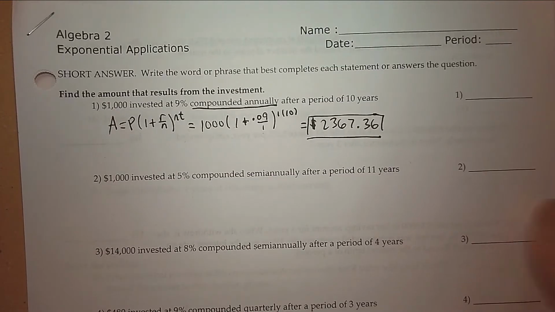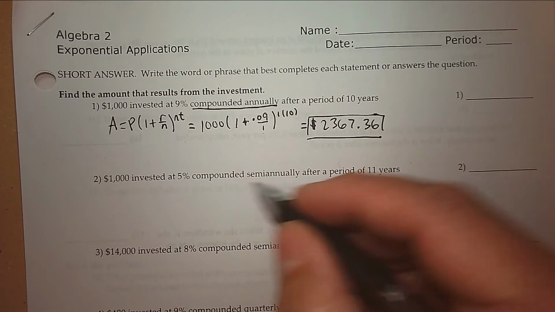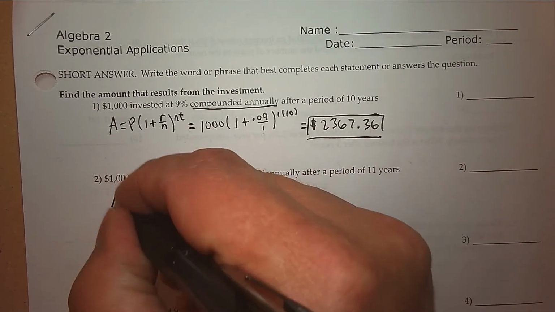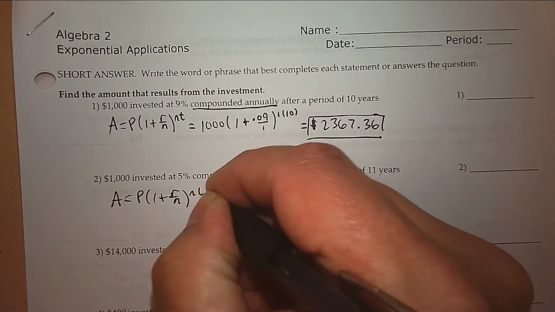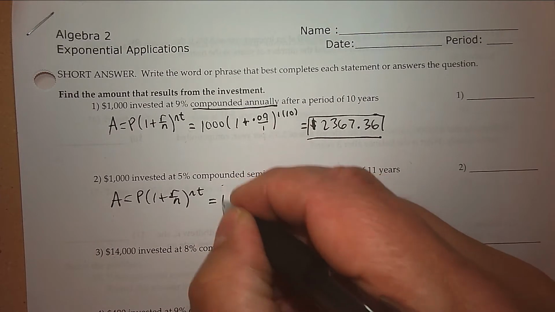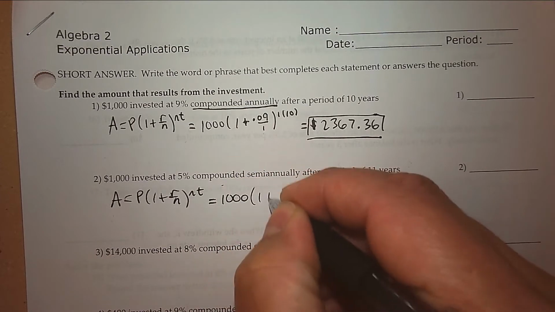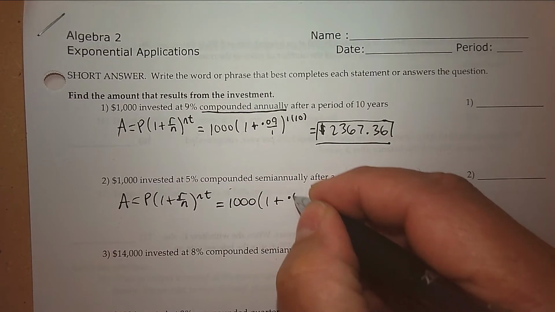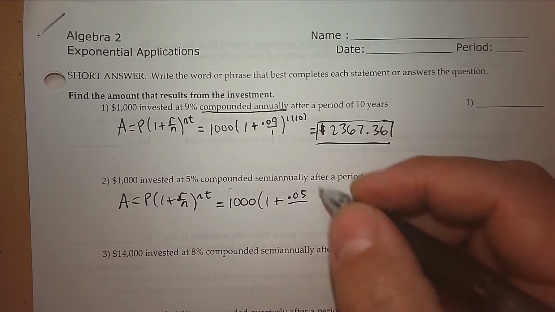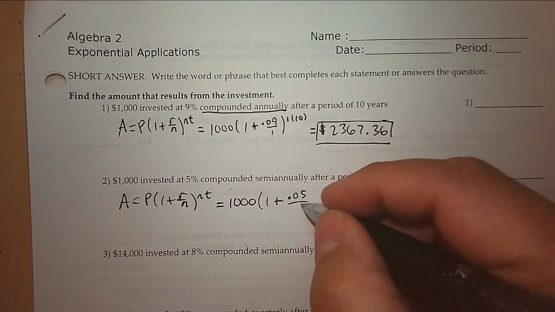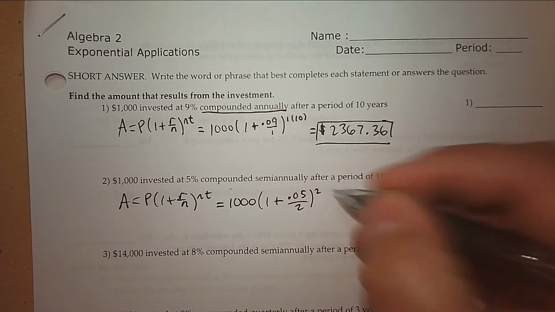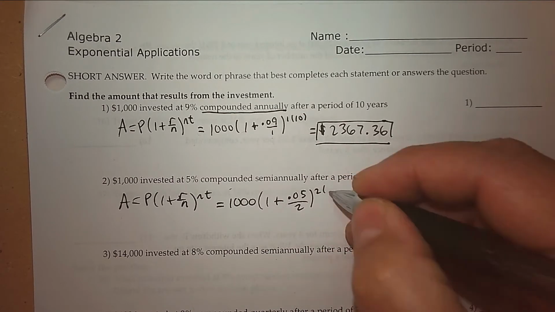All these use the same formula. So again, compounded semi-annually, so I'm still going to use the same formula. So in this case, again, you're starting with $1,000. The interest rate, 5% as a decimal, is 0.05. And how many times per year is it being compounded? So semi-annually means 2 times a year. So that 2 repeats twice in the formula, and then after 11 years.